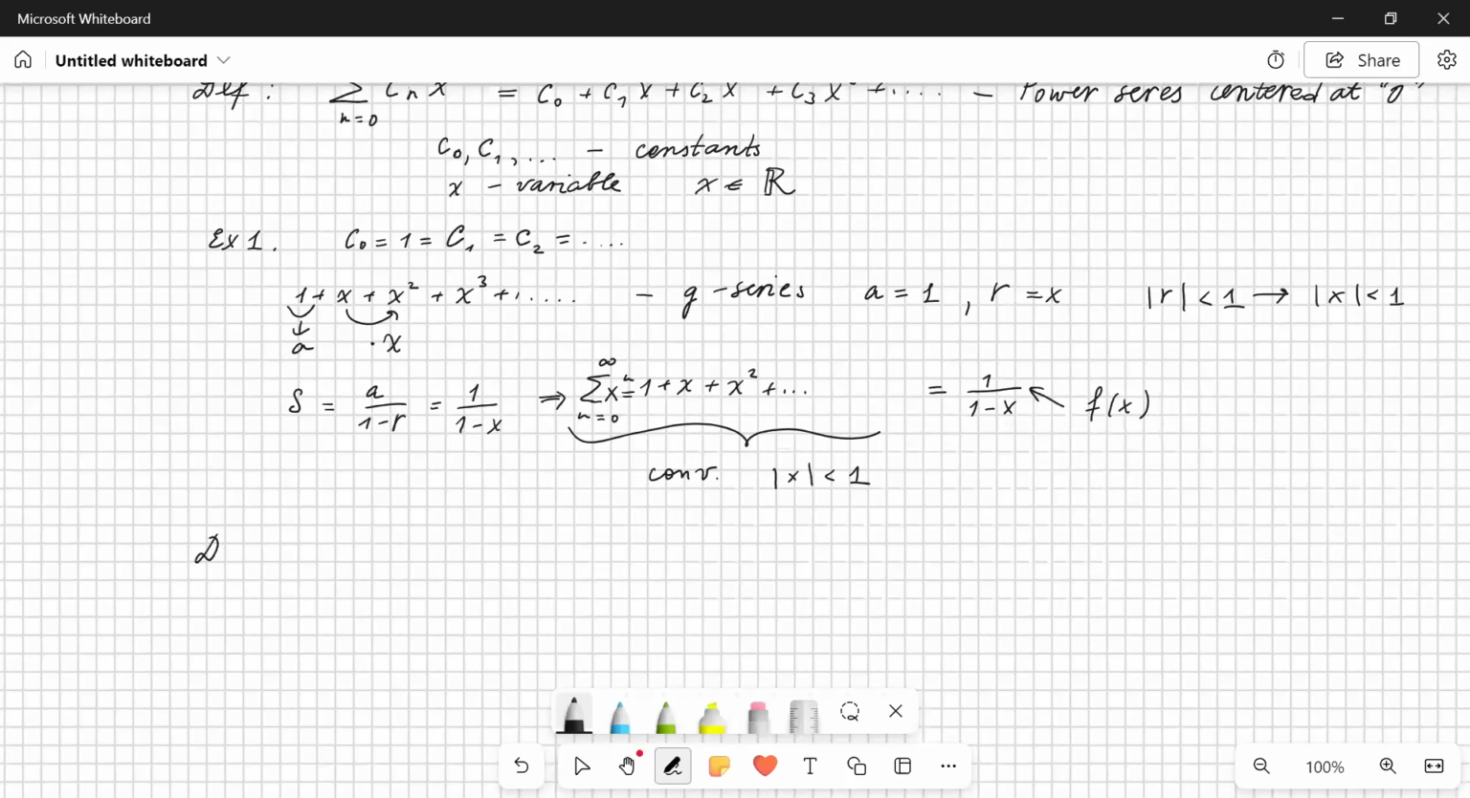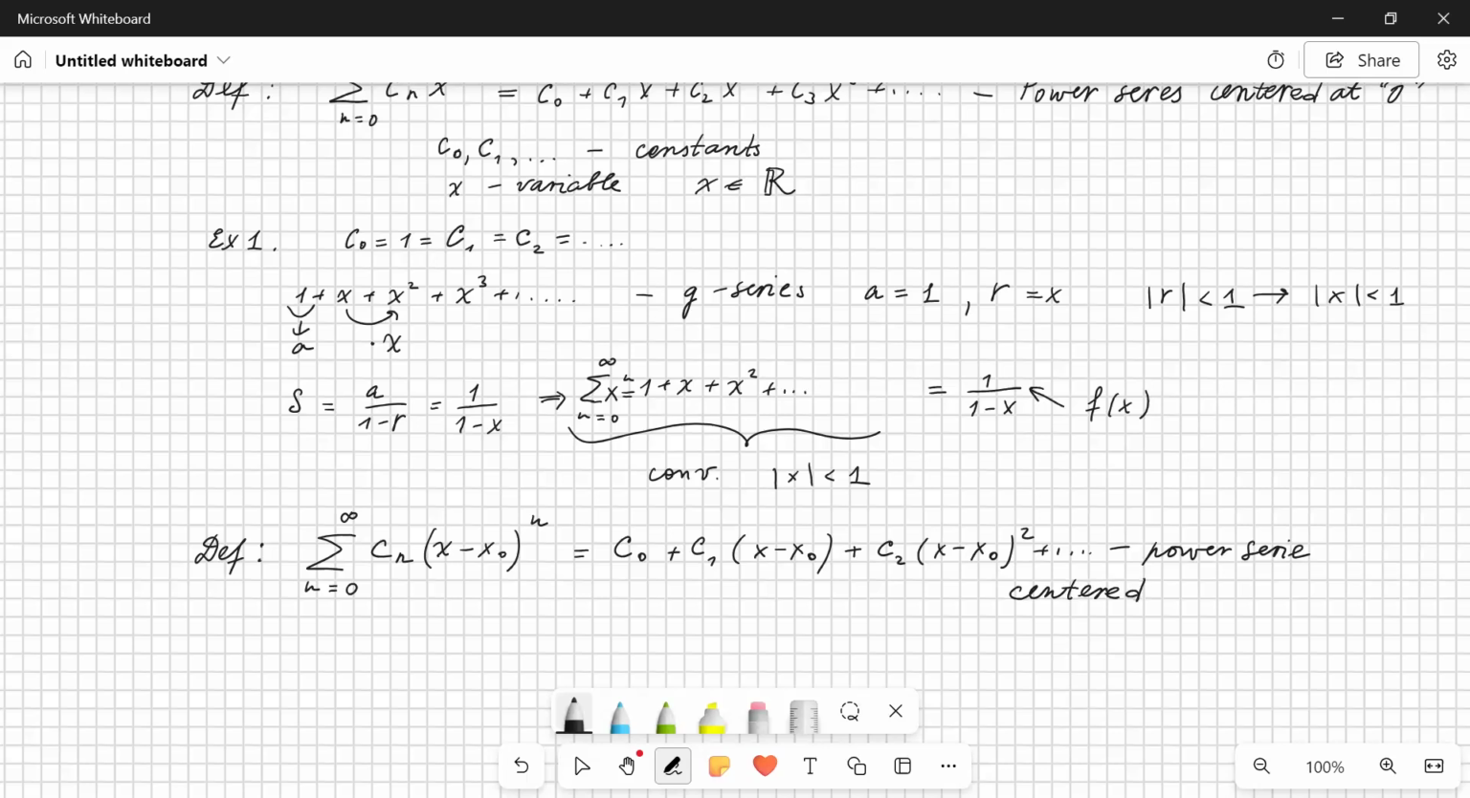Now, guys, if we change a little bit the shape of my power series, keep the constant same way, but we are going to subtract some constant value, x0, for example, from x. You can start with n from 0 to infinity and have it like c0, c1 (x minus x0), c2 (x minus x0) squared, and so on. This is going to be a power series centered at x0.